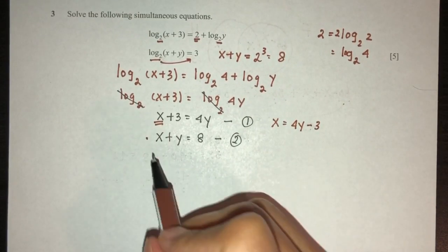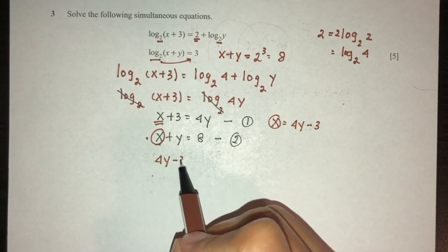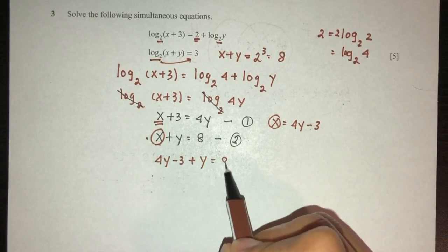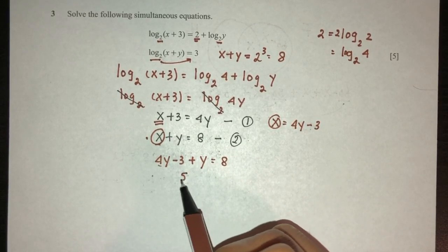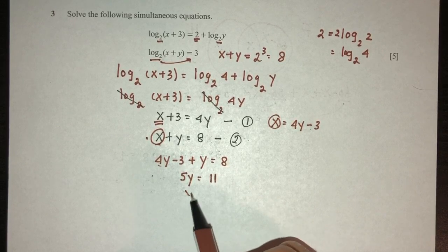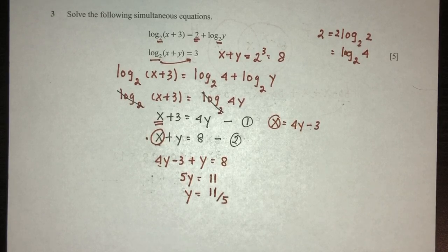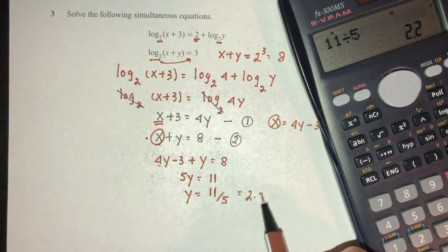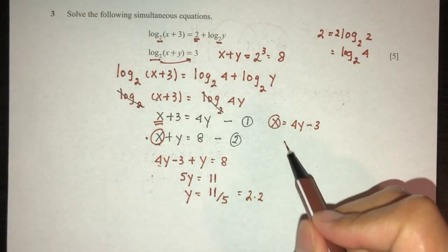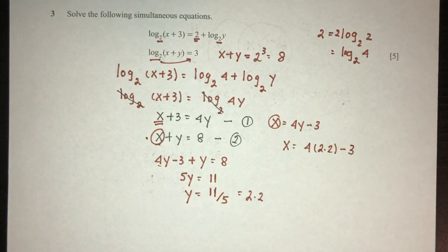Replace back, you will have here x. So x is 4y minus 3 plus y is equal to 8. So 4y plus this, that will give you 5y, and that will be 11. Y will be 11 over 5. So what is 11 divided by 5? That should be 2.2. Now we have to find the value of x. X will be 4 times 2.2 minus 3. Times 4 minus 3, that should be 5.8.